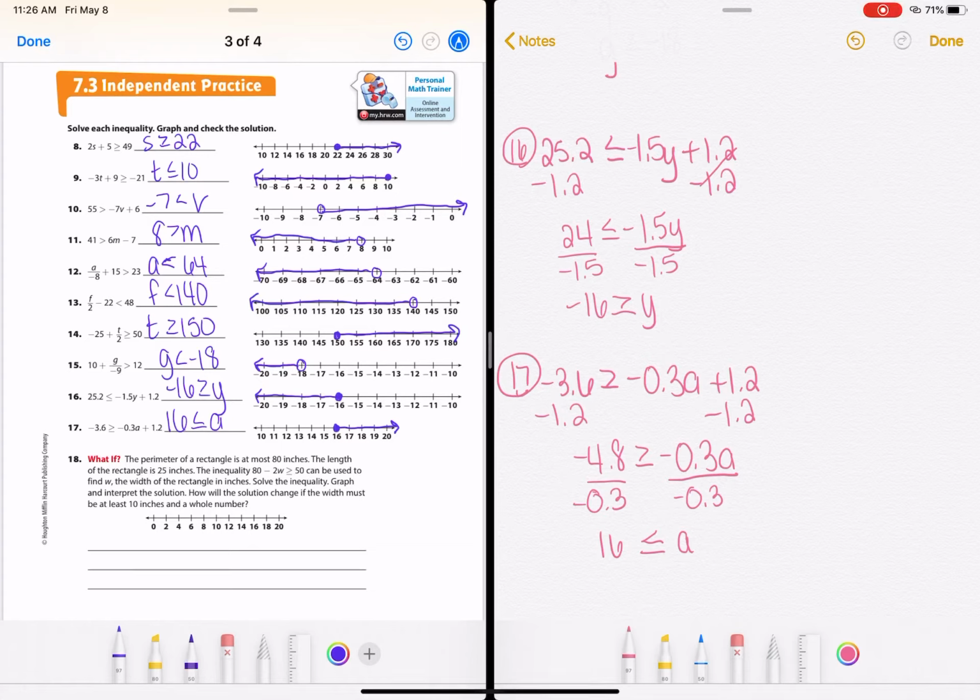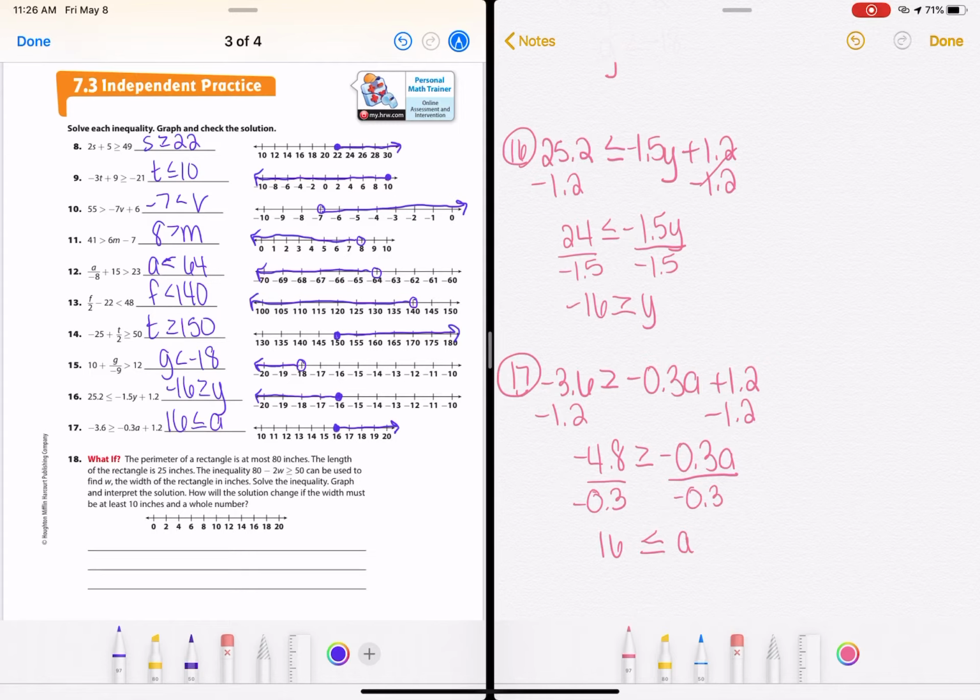And number 18, the perimeter of a rectangle is at most 80 inches. The length of the rectangle is 25 inches. The inequality 80 minus 2w is greater than or equal to 50 can be used to find w, the width of the rectangle in inches. Solve the inequality, graph and interpret the solution. How will the solution change if the width must be at least 10 inches and a whole number?